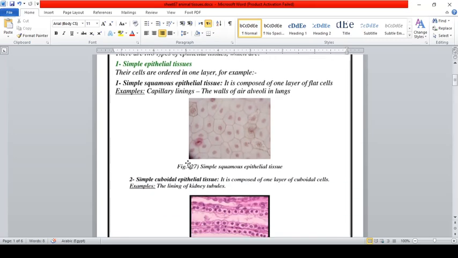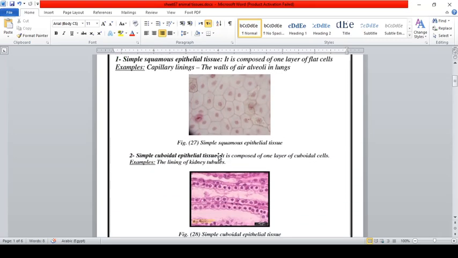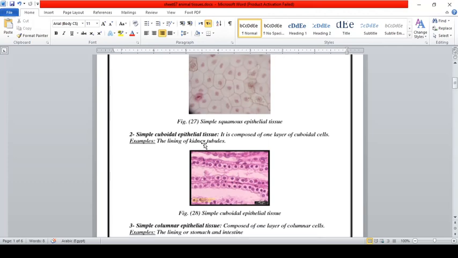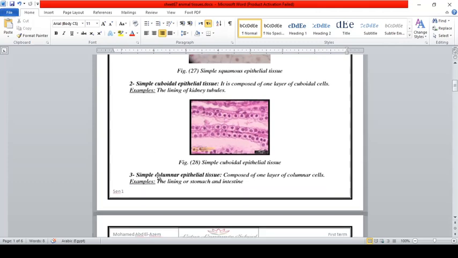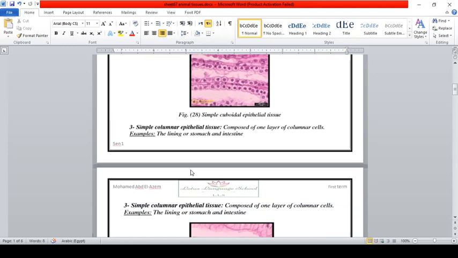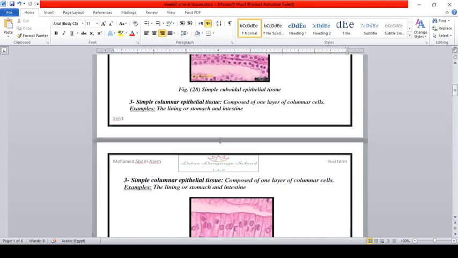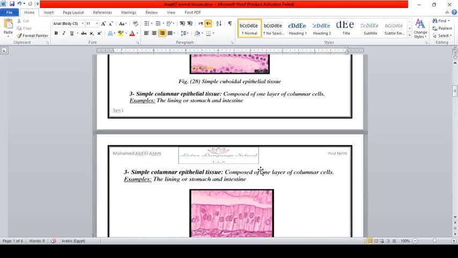And the second type is cuboidal epithelial tissue. Cells here are in one line like cubes. Simple cuboidal epithelial tissue is composed of one layer of cuboidal cells like cubes. We can find it lining the kidney tubules, especially in something in the kidney called the nephron. And the third type is simple columnar epithelial tissue. Simple columnar epithelial tissue is like that.